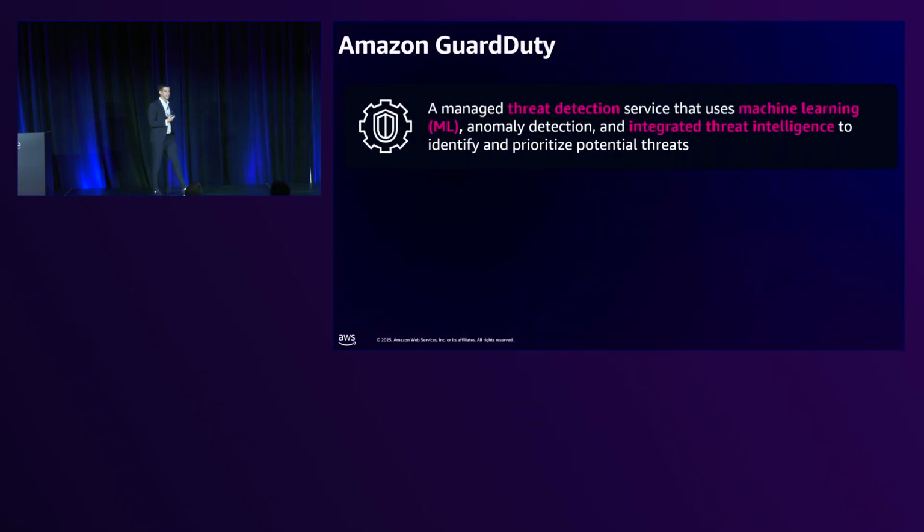So GuardDuty is the threat detection service for AWS environments. The metaphor I like to think about GuardDuty is as the canary for your cloud environment. If something goes wrong, GuardDuty will alert you that there is some suspicious activity in a specific account or workload that you should take a look at. And if something is really bad, we'll make sure to alert you in a more prominent manner.